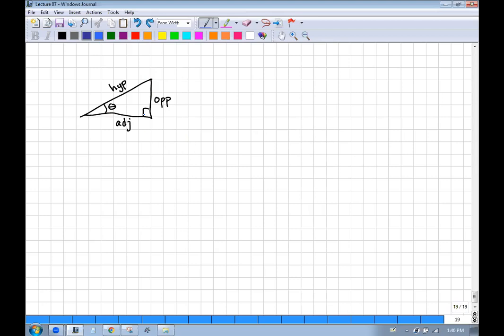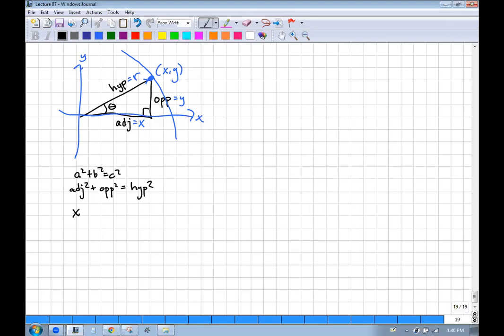Now, today we have an XY coordinate system. So we like to do that, and then we would call this point here (x, y), okay? That would make my adjacent side the same as x, my opposite side the same as y, and then our hypotenuse would be a radius, if we thought about a circle being here, okay? So y'all know a squared plus b squared equals c squared, or adjacent squared plus opposite squared equals hypotenuse squared, or x squared plus y squared equals r squared. Well, this is the Pythagorean theorem. This is the equation for a circle of radius r.